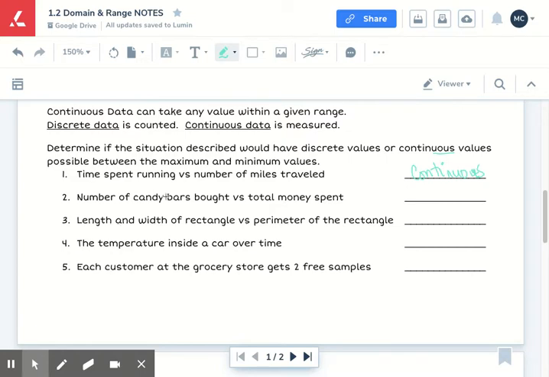Alrighty, the second one, the number of candy bars bought versus the total money spent. Now, if you go into a store and you try to buy a candy bar, you can only buy 1 candy bar or 2 candy bars or 3 candy bars. You can't buy a half of a candy bar. The money that you spend could be continuous, but the number of candy bars can't. So this one is actually discrete.